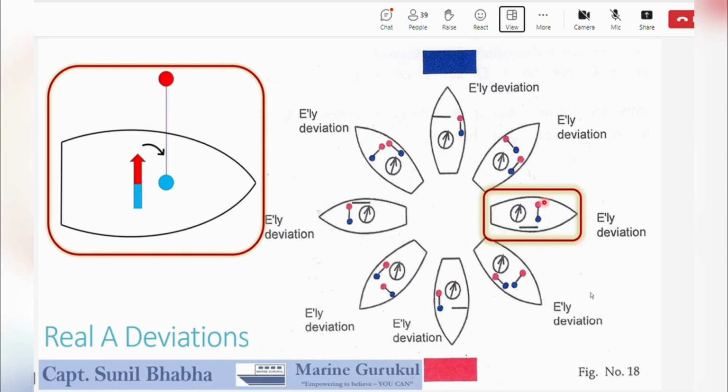For example, the athwartship beam can be aft of the compass and the fore and aft longitudinal can be on port side of the compass, forward of the compass. So there can be many possibilities for generating real A. So it will vary from possibility to possibility, but whatever deviation is generated on one heading, it will remain the same on all the other headings. Now you ask your doubt.